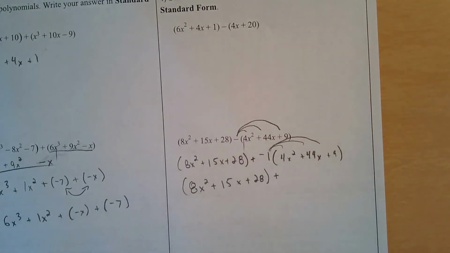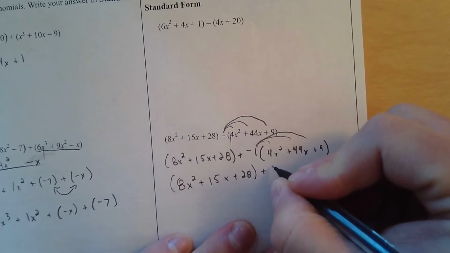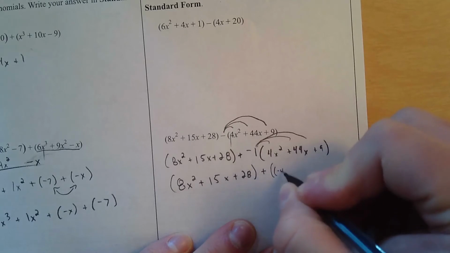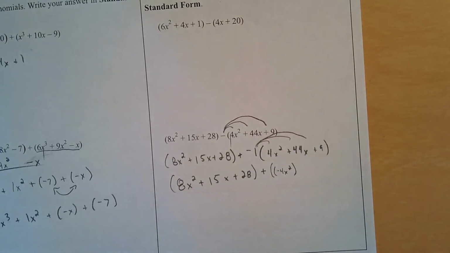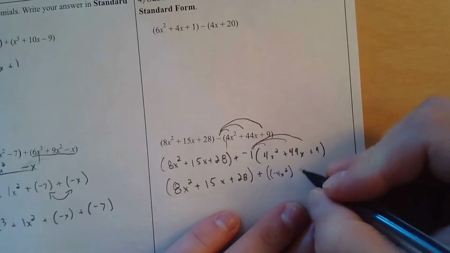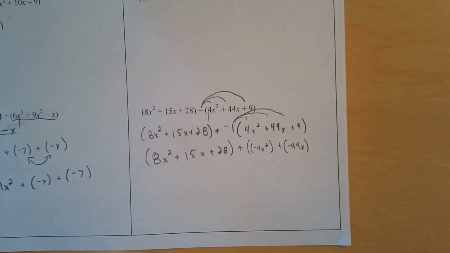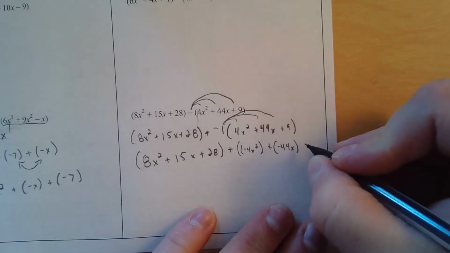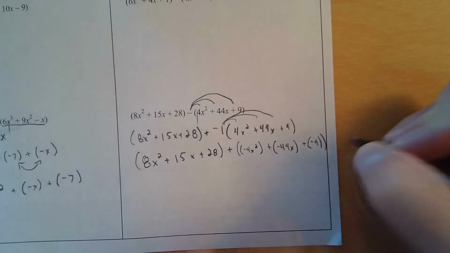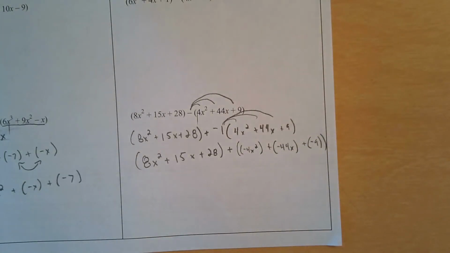And when you multiply something by -1, it's just going to flip the sign of the thing that you're multiplying it to. So here I have a positive 4x squared, so now I will have a -4x squared. And then we had a positive 44x, so I'll have a -44x. And -1 times 9 is -9.